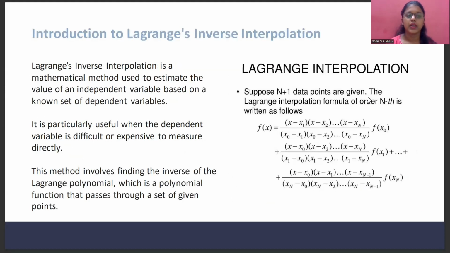Introduction to Lagrange's inverse interpolation. Lagrange's inverse interpolation is a mathematical method used to estimate the value of an independent variable based on a known set of dependent variables. It is particularly useful when the dependent variable is difficult or expensive to measure directly. This method involves finding the inverse of the Lagrange polynomial, which is a polynomial function that passes through a set of given points.